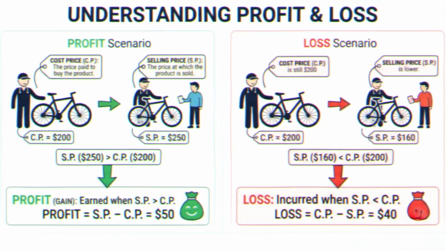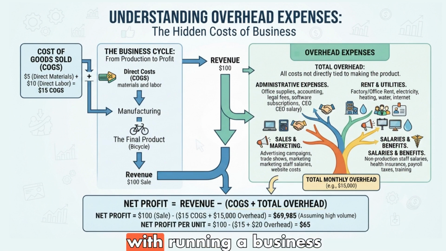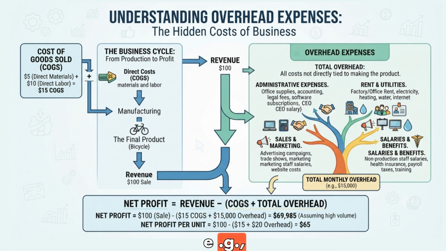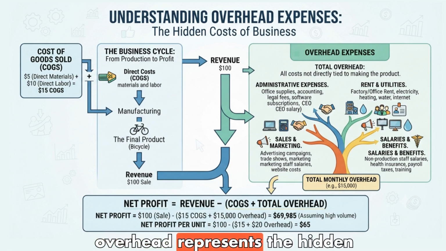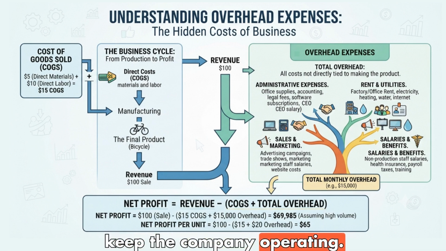You have lost money. Overhead expenses refer to all the costs associated with running a business that are not directly tied to the production of a specific product. While direct costs, often called cost of goods sold, COGS, include things like raw materials and direct labor needed to create a product, e.g., a bicycle, overhead represents the hidden or supporting costs that keep the company operating.